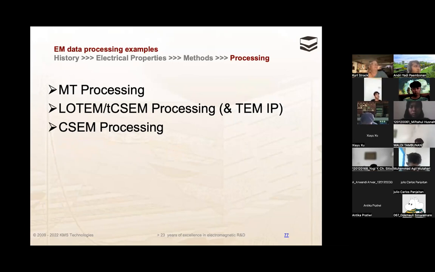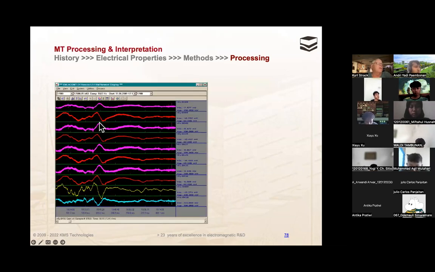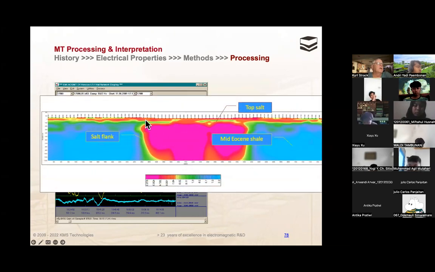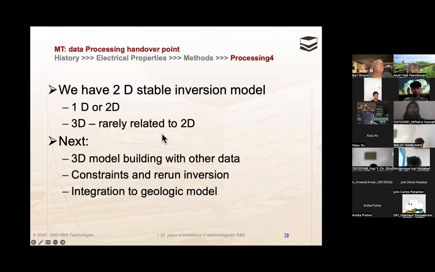Quickly about processing, MT processing and CSEM processing. We've already talked about the MT processing, so I skip this. Now, when we invert the data, we invert the data using 2-dimensional inversions. This is a salt dome inversion, and you can see the inversion result. This is a stable inversion from the data you saw before.